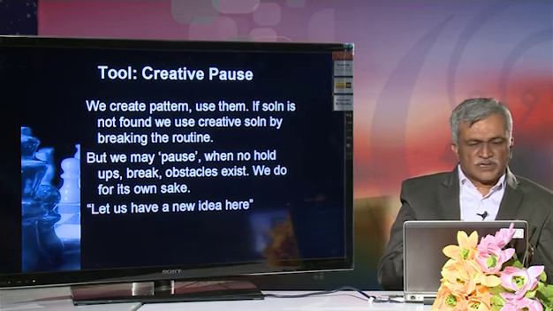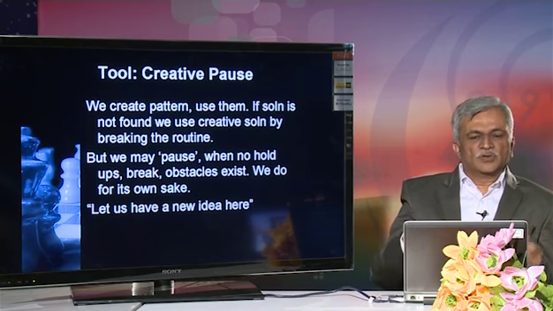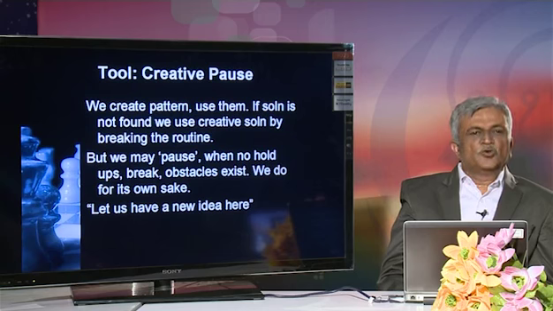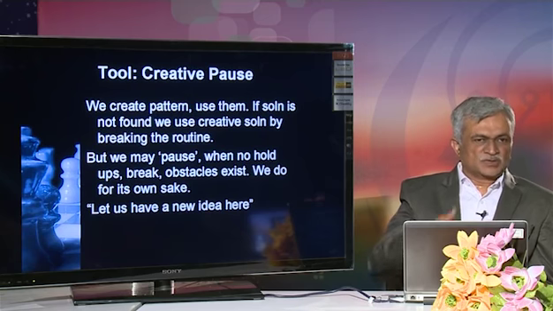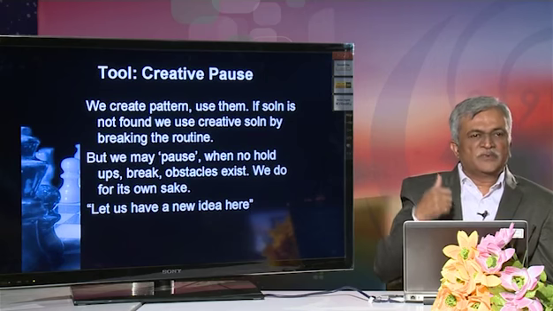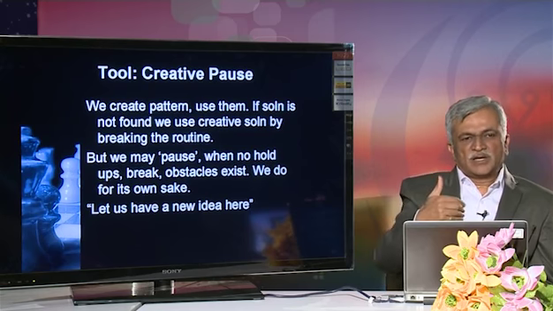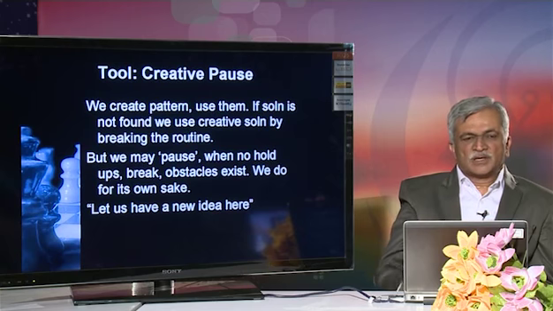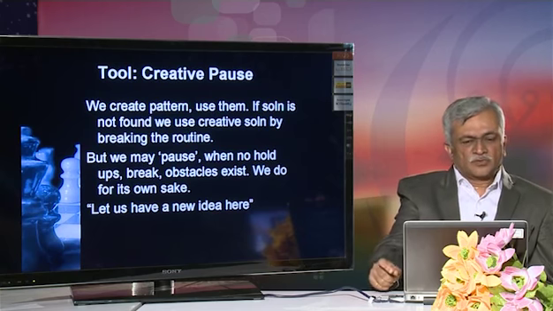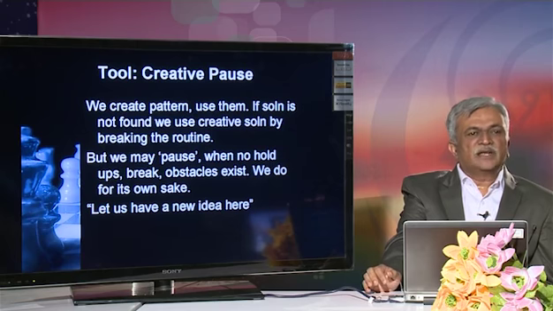We create patterns, use them, and if the solution is not found, we try to be creative by breaking out of the routine. But in order to be out of the box, you have to stop. Suppose by moving ahead you do not find any road, you have to go backward, but before you go backward, you have to stop and then you can go backward. While moving ahead, you cannot go backward, you have to stop. In a similar way, we have to pause when holdups, breaks or obstacles occur. Even then we have to stop.